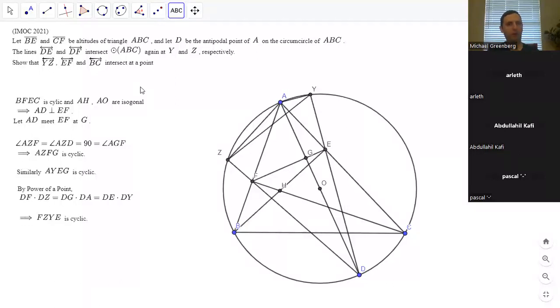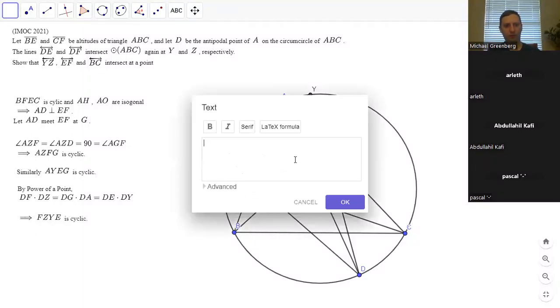And then we can use the radical axis theorem. So by the radical axis theorem on FZYE, BFEC, and ABC, that solves the problem. YZ, EF, and BC concur. So that is a little bit of an easier one.